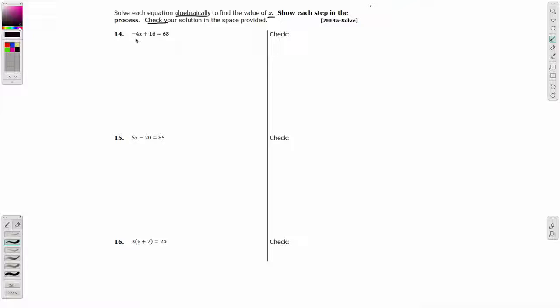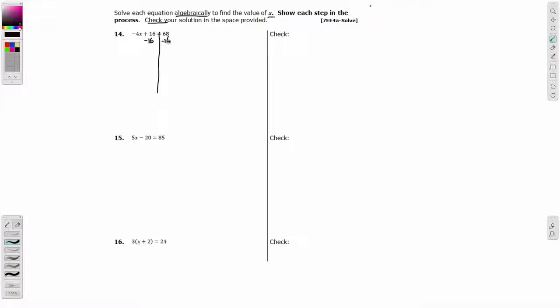Question 14. The equation is negative 4x plus 16 equals 68. So step 0, I always call it, is to draw the balance line. I need to make sure that I maintain the equal balance by doing the same operation on both sides. I want to make 1x equals some number. So first step is to make 0 by subtracting 16 on both sides.